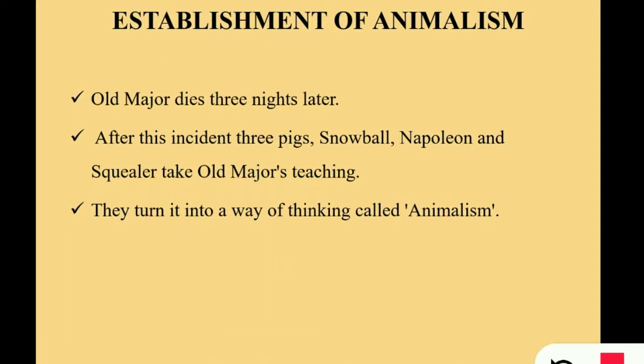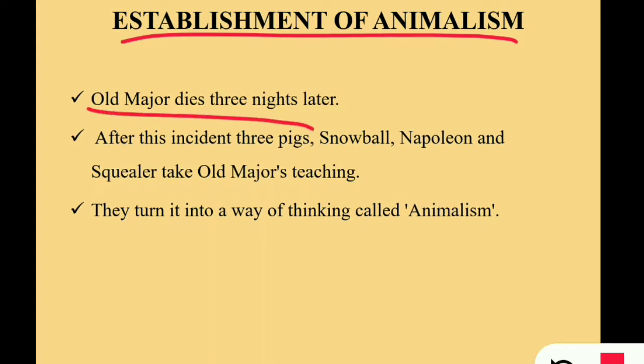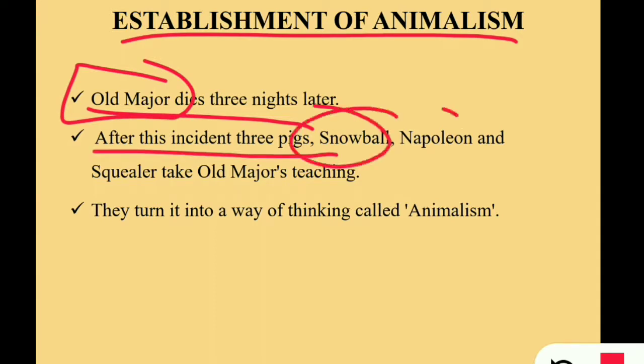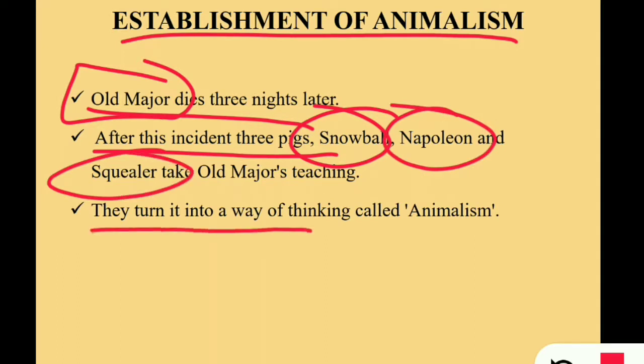Now, in this chapter, in this slide, we learn the establishment of animalism. Old Major dies 3 nights later. Very soon he dies, okay? After this incident, 3 pigs, Snowball, Napoleon, and Squealer, take Old Major's teaching. They turn it into a way of thinking called animalism. Here, these 3, Snowball, Napoleon, and Squealer, took animalism to another level.